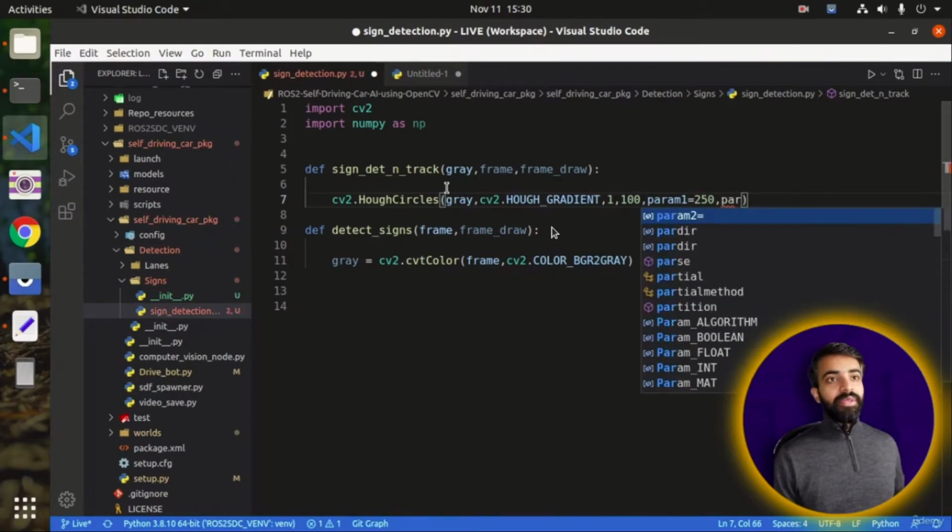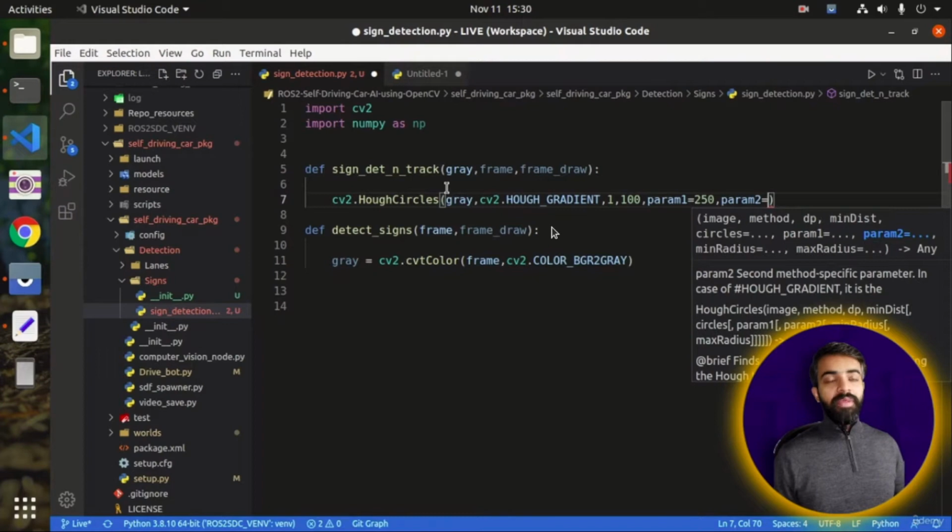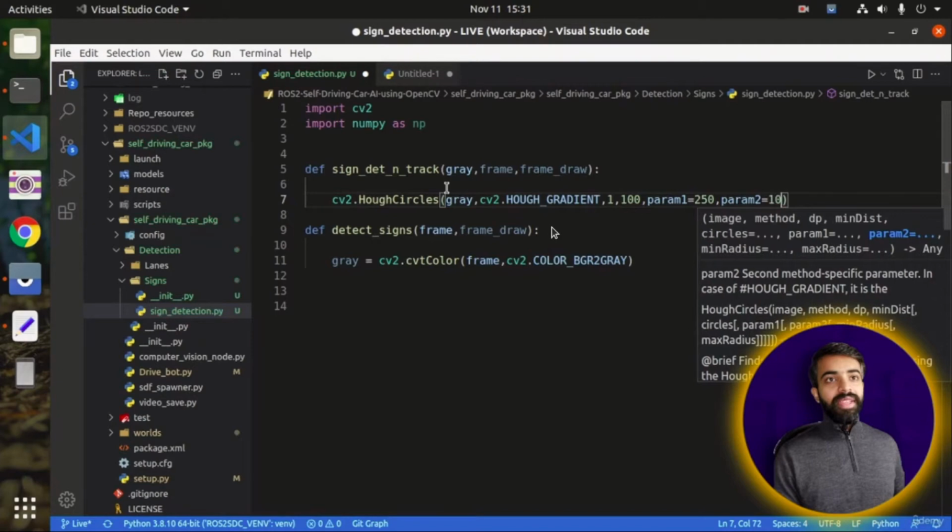Then we move on to the parameter 2, which is basically the number of votes for a circle to be considered a valid circle. So basically, how strong you consider a circle to be a valid circle. So we provided a good enough value, that is 100 again.